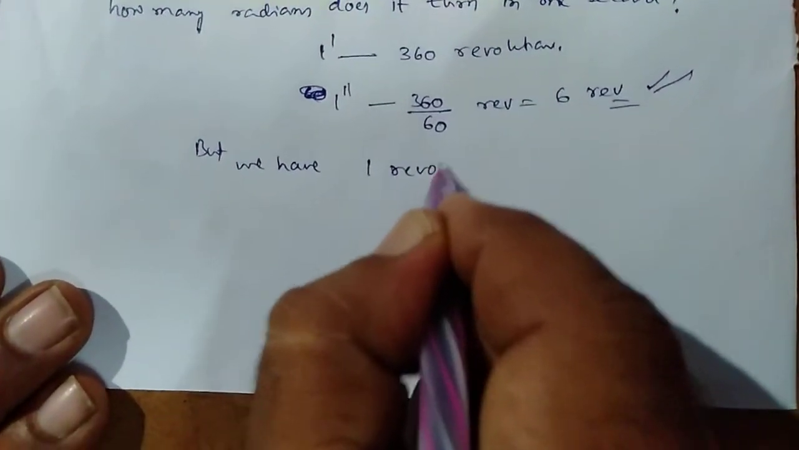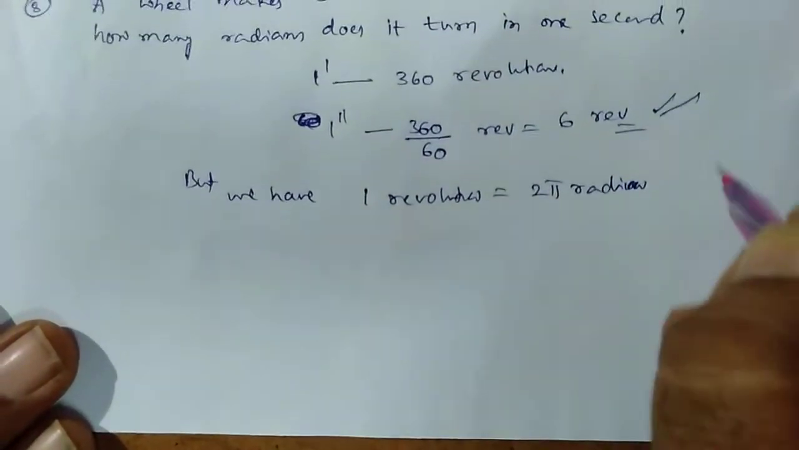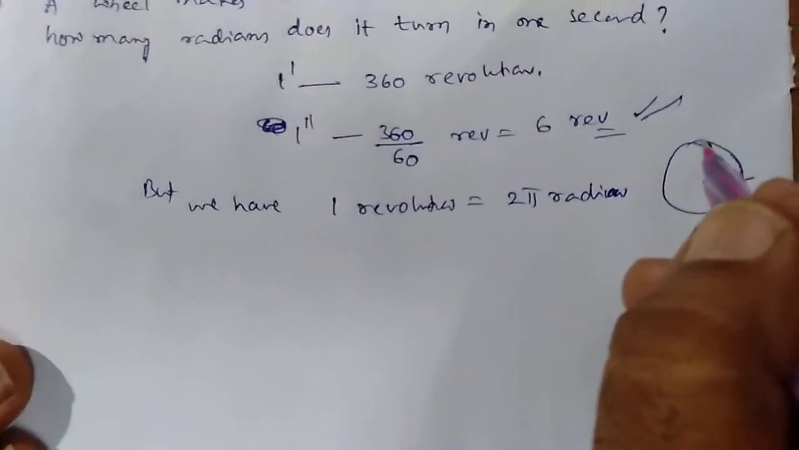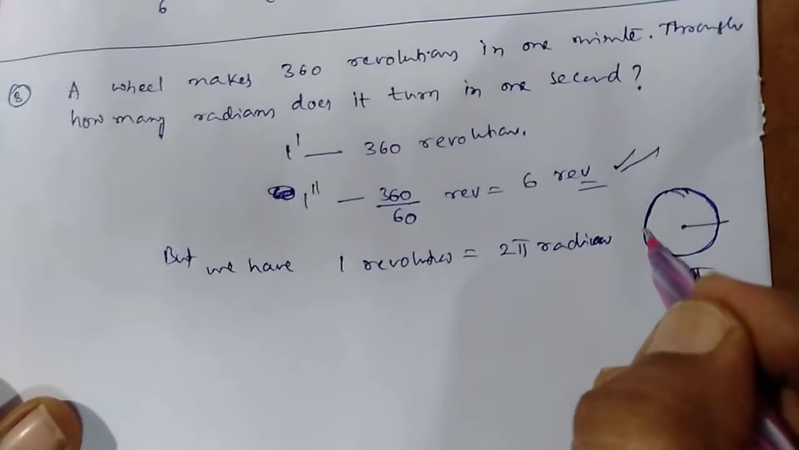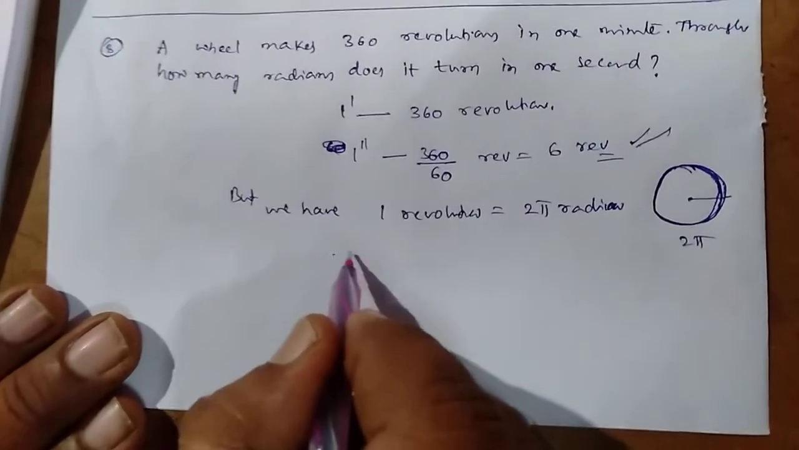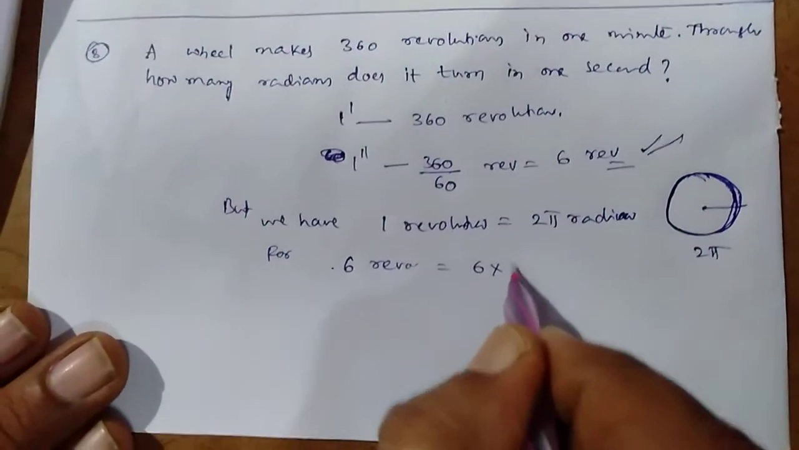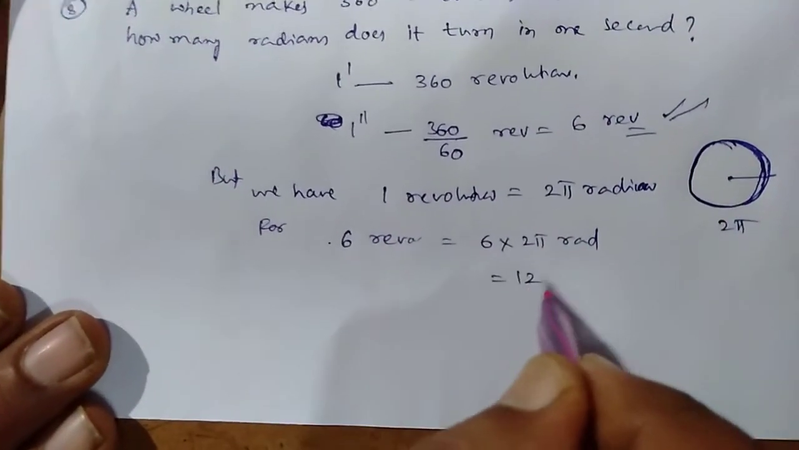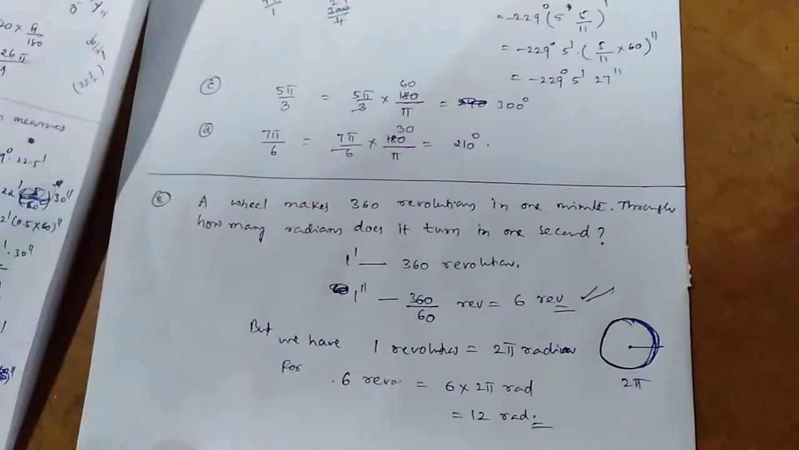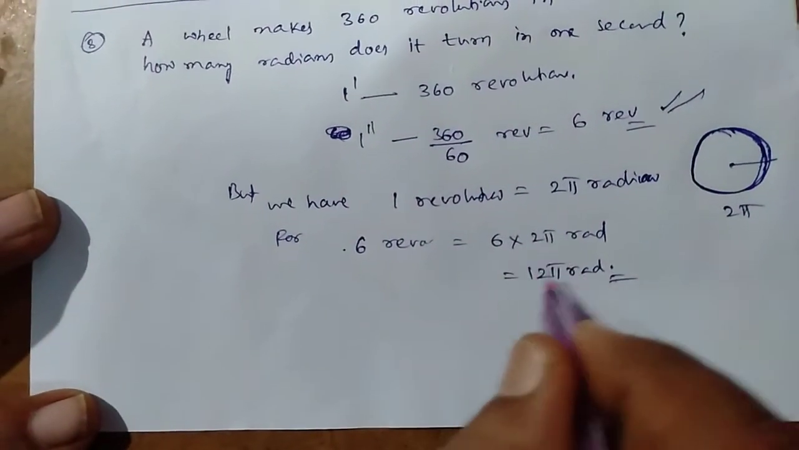1 revolution is equal to 2 pi radians, right? In a circle 1 revolution means 2 pi. Angle 360 degrees means 2 pi radians. So in 1 revolution it takes 2 pi radians. So for 6 revolutions, it is 6 into 2 pi radians, that is equal to 12 pi radians. That is the required solution. So that is 12 pi radians. 6 2s are 12 pi radians.